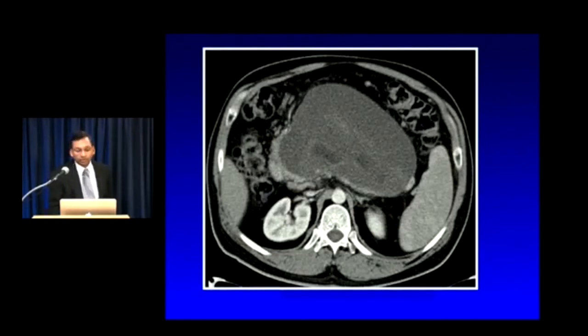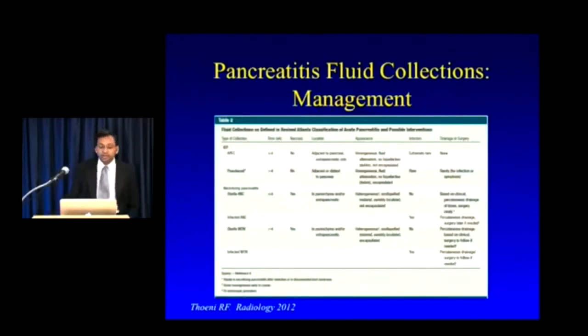Classic walled-off necrosis. So here's a nice chart from radiology a few years ago discussing the treatment options for different forms of fluid collections. I think the key thing from a radiology perspective is to really understand that different collections have different names, and those names matter. It's not good enough to just say that it's a collection or an abscess or call everything a pseudocyst, because different types of collections do in fact have very different treatments.